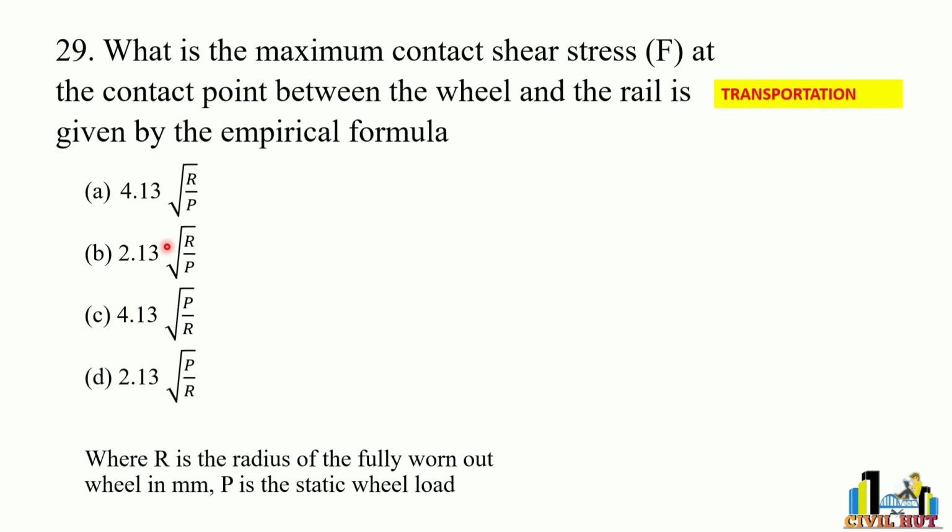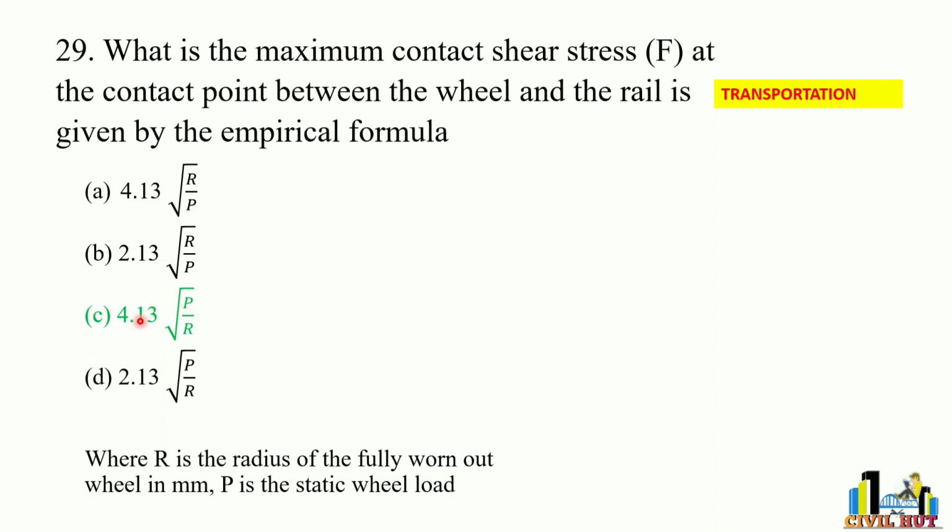Next question is, what is the maximum contact shear stress f at the contact point between the wheel and the rail given by the empirical formula? A. 4.13 root R by P, B. 2.13 root R by P, C. 4.13 root P by R, D. 2.13 root P by R, where R is the radius of the fully worn out wheel in mm, P is the static wheel load. Our answer is C. 4.13 root P by R is the answer. This is the standard empirical formula, 4.13 root P by R.